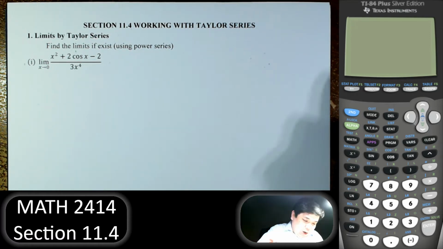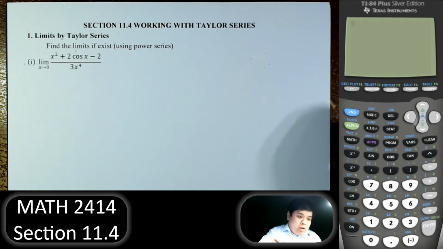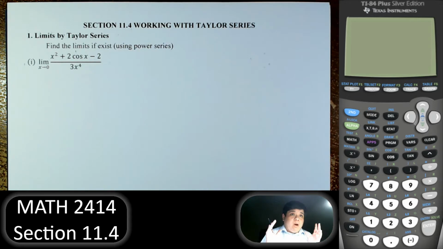Hi everybody, welcome to another video in Calculus 2. We continue working with Taylor series. In the previous section, we did some combinations of power series or Taylor series: add, subtract, multiply, and divide. Now we focus on the calculus, namely limits, derivatives, and integrals. We'll just do some basic examples.